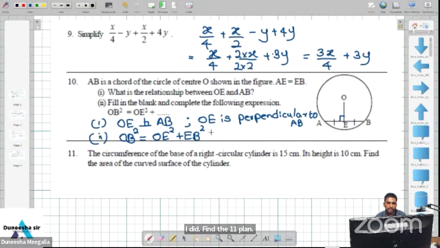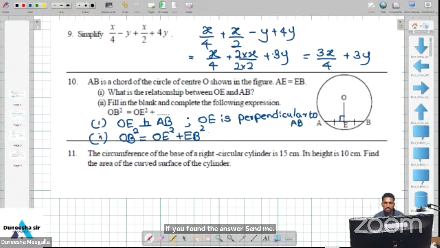The circumference of the base of a right circular cylinder is 15 centimeters. Its height is 10 centimeters. Find the area of the curved surface of the cylinder. Okay. If you found the answer, send it to me.